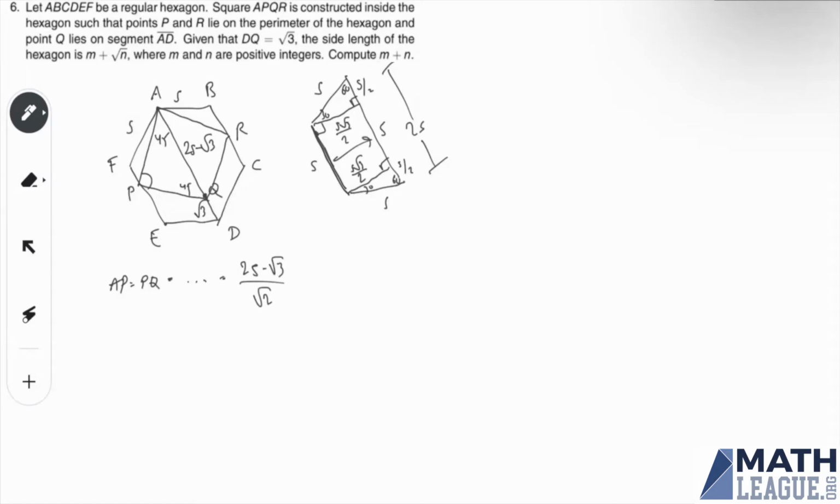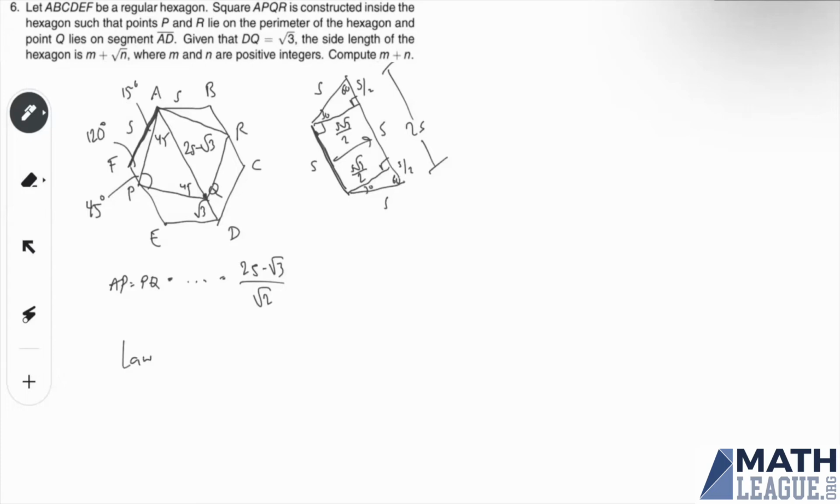We can proceed to do some angle chasing, and we see that this angle is 15 degrees. This angle is 120 degrees because it's a regular hexagon. And so this angle here is 45 degrees. And so here we know the length of AF. We know the angle opposite to AF. We know the angle 120 degrees, angle AFP, and we know the side length opposite of that angle. So we can use law of sines here.